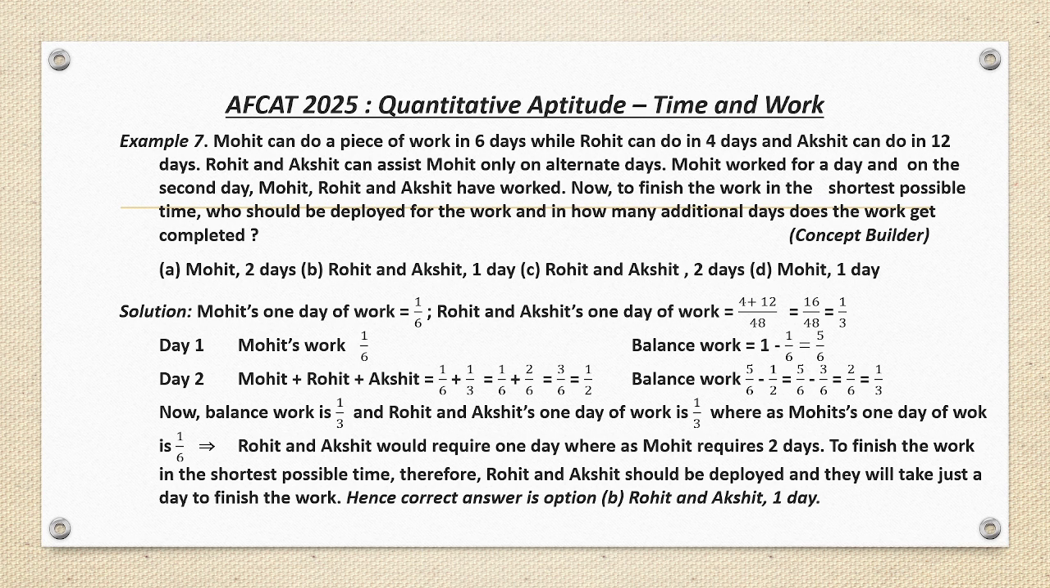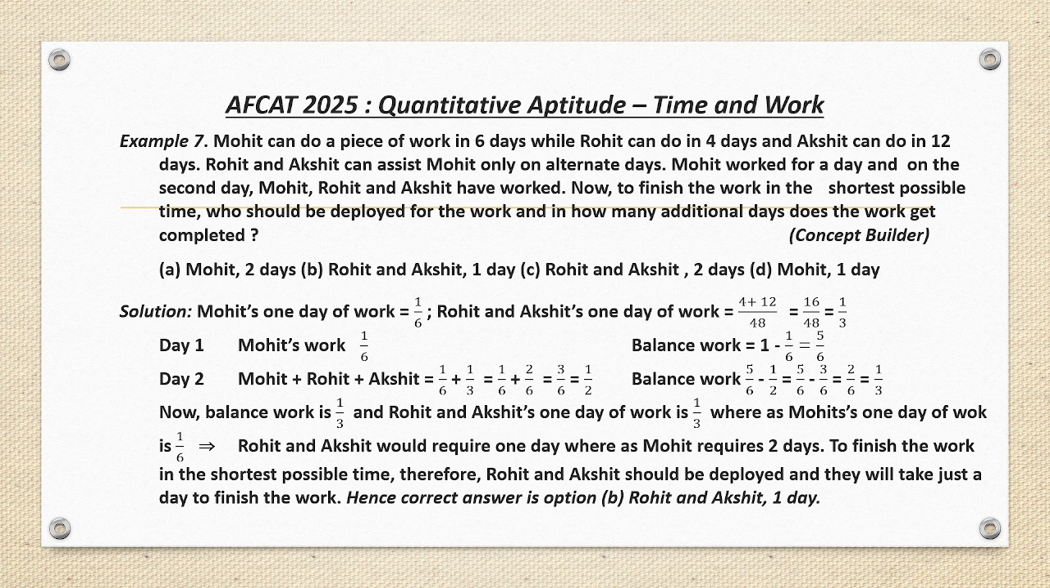Right? So from the balance of 5 by 6th work, half work is completed. So 5 by 6 minus 1 by 2. It will be 1 by 3. So what is the balance work now? 1 by 3. Right. Now, the question is to finish the work in the shortest possible time, who should be deployed for the work? And in how many days? In how many additional days does the work get completed?